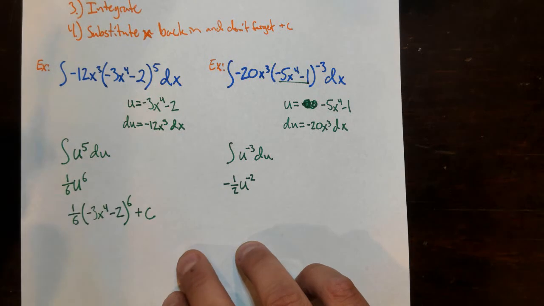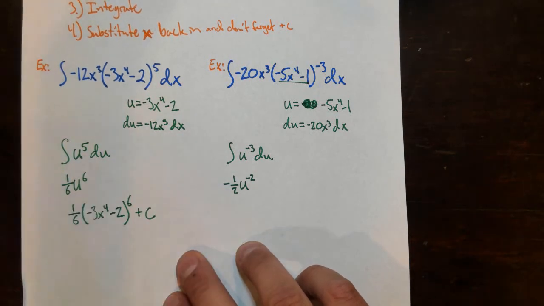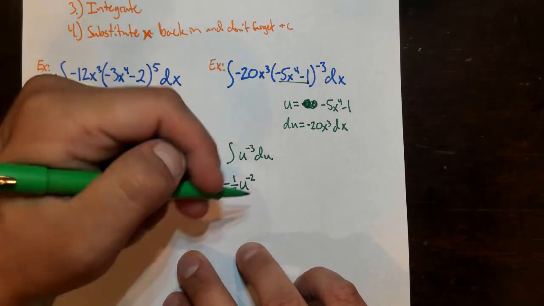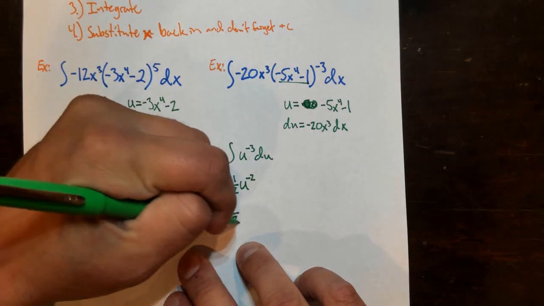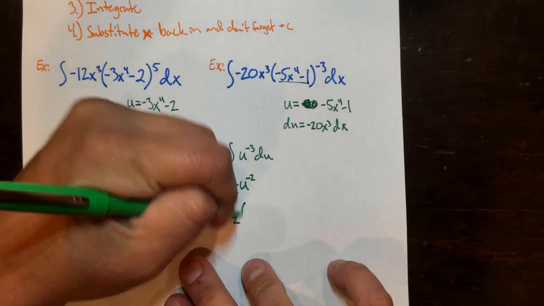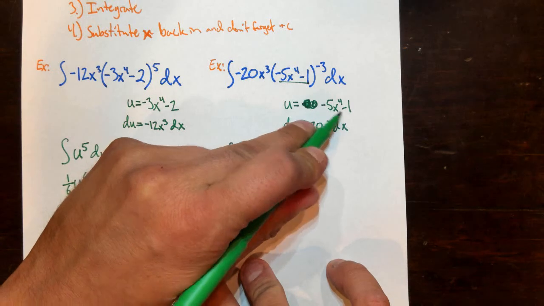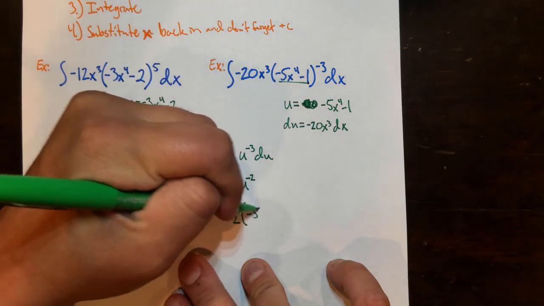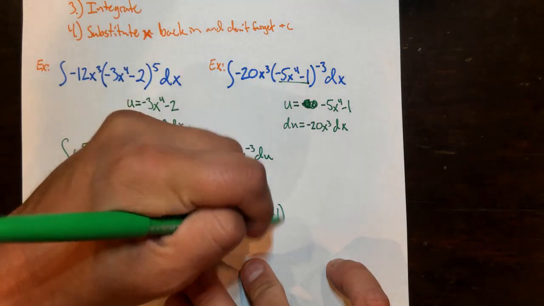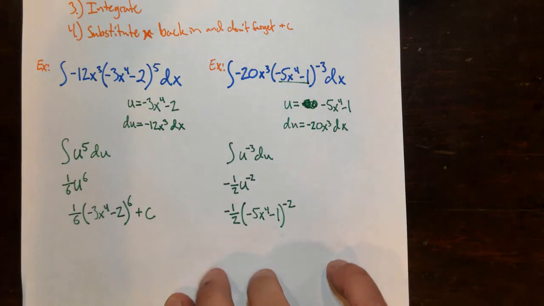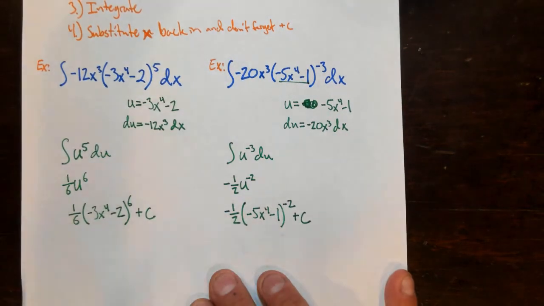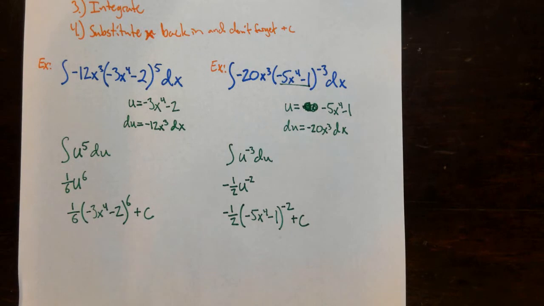All right? So now that we integrated, we just substitute back in. So we're going to have negative 1/2 times u. Well, u is negative 5x to the 4th minus 1 to the negative 2nd power. Oh, and then plus c. And there we have it. All right, let's do a couple more here.